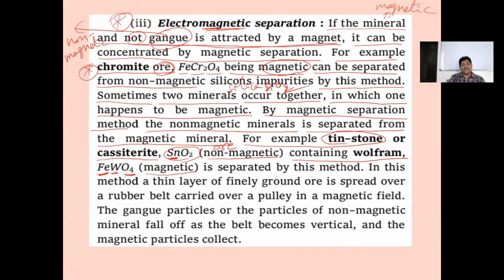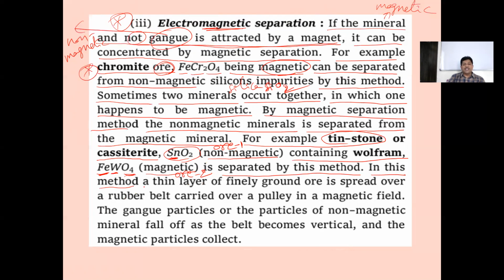Why are they able to be separated from each other? Because SnO2 is a non-magnetic ore and the other ore is magnetic. So the first ore is non-magnetic, and the second ore is magnetic. That's why they can be easily separated by this electromagnetic separation method.